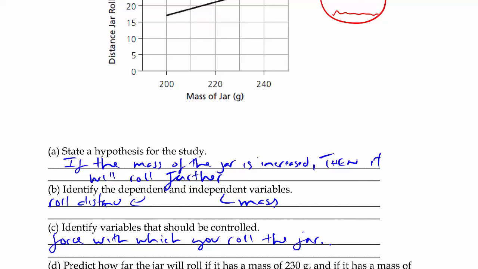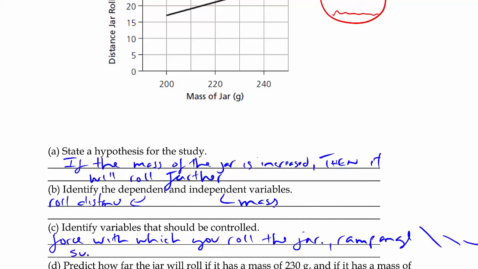Let's say you're rolling it down a ramp. I would say the ramp angle would matter as well. One guy rolls it down the ramp like that, another guy rolls it down the ramp like that, another guy rolls it down the ramp like that. You're going to get, again, a different velocity on that jar.